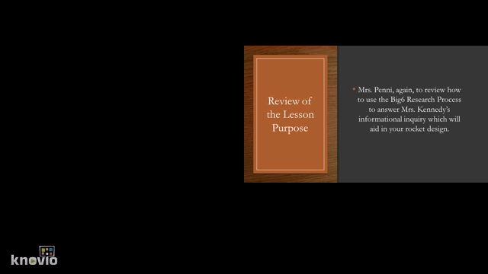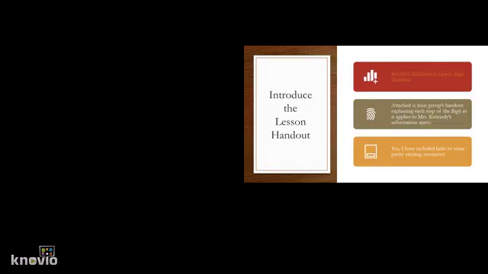You will need to grab you some Jolly Ranchers because we are going to review how to use the Big 6 research process to answer Miss Kennedy's informational inquiry, which will aid in your rocket design. For your convenience, I have created an information query Big 6 handout, which is attached. This handout explains each step of the Big 6 as it applies to Miss Kennedy's information query. I have included links to some pretty exciting resources.